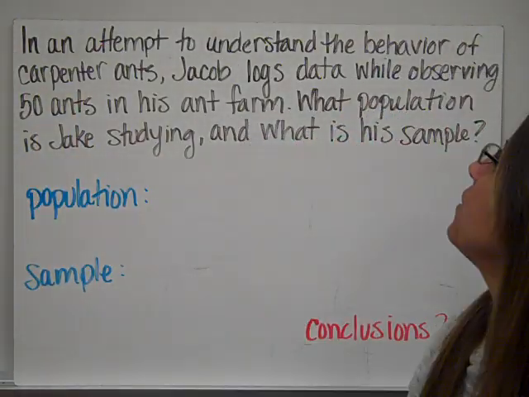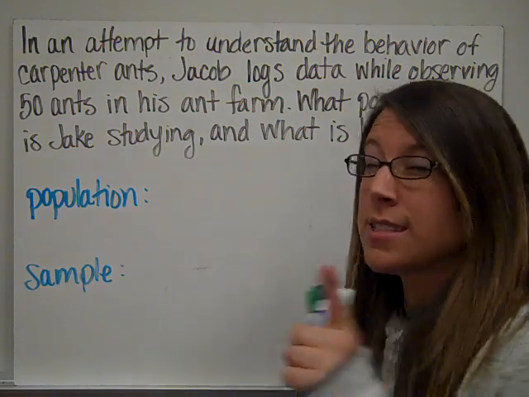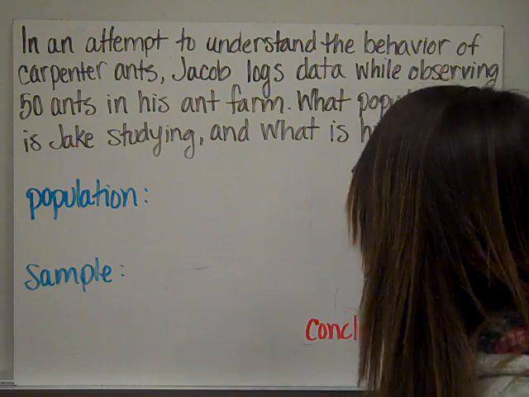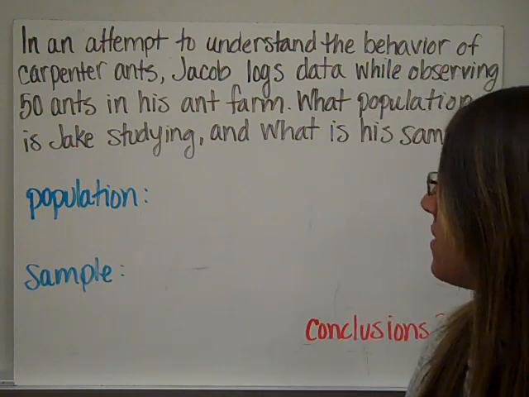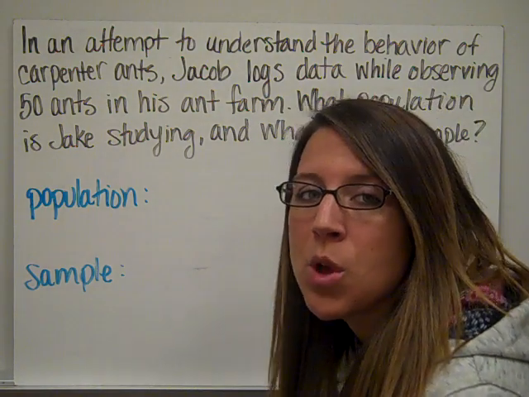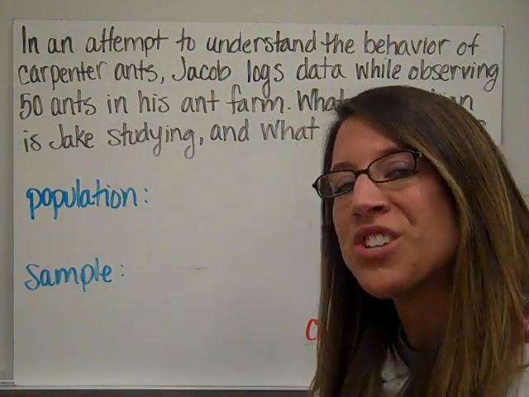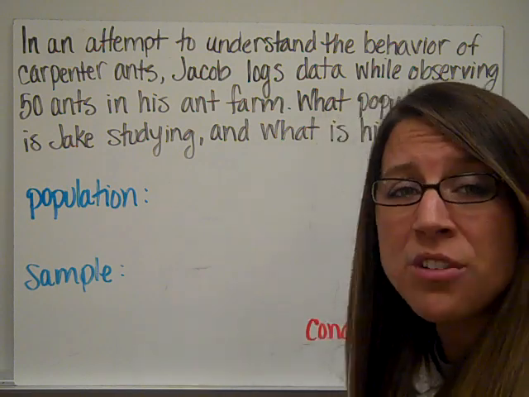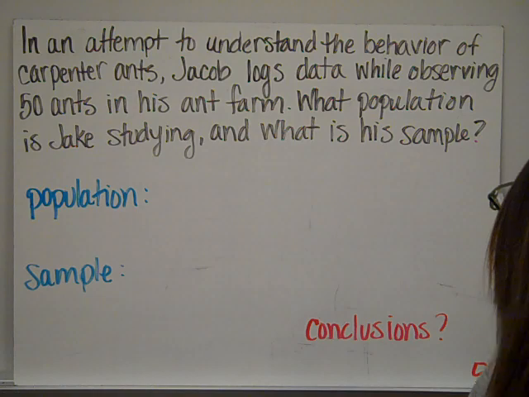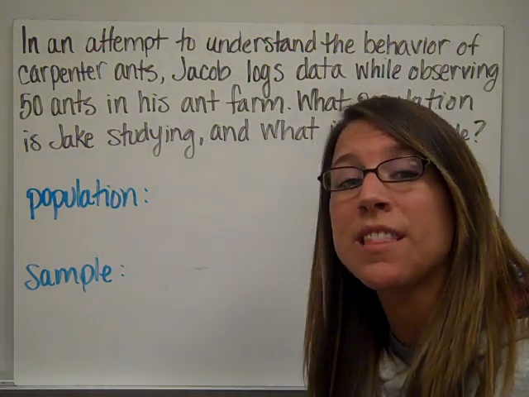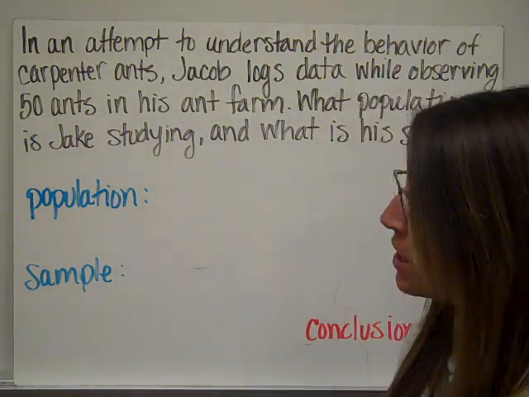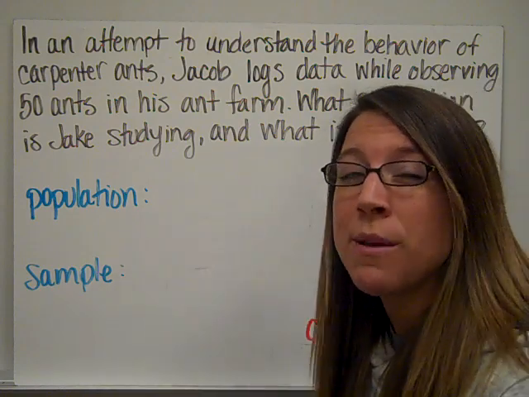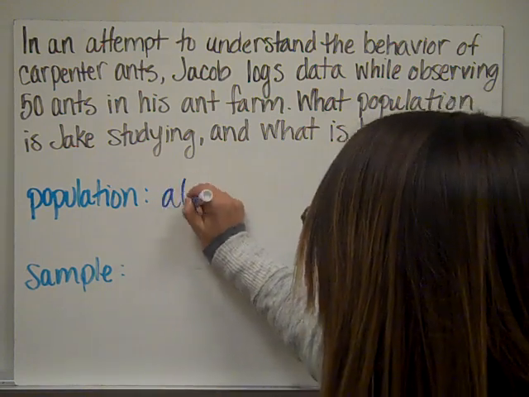In an attempt to understand the behavior of carpenter ants, Jacob logs data while observing 50 ants in his ant farm. What population is Jake studying, and what is his sample? Well, what does he want more information about? Carpenter ants. Does he just care about his carpenter ants? It doesn't seem that way. He is interested in studying the behavior of all carpenter ants. So the population, the overall large group that he wants to know information about, is all carpenter ants.